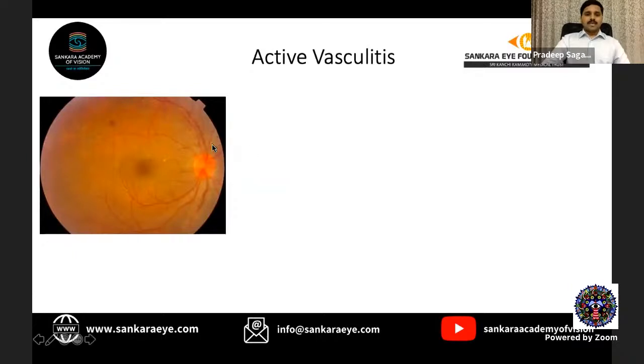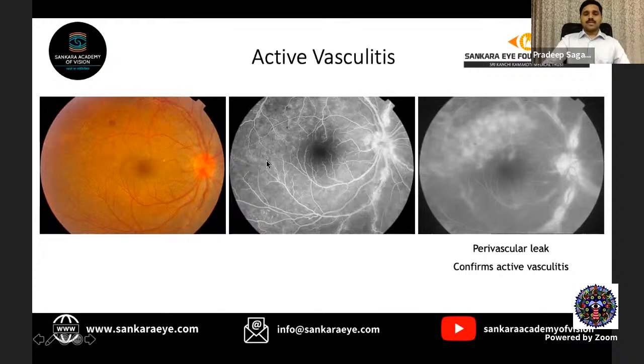Coming to active vasculitis. On fundus photograph, we can see that there is presence of a few exudates in the perivascular area. In fluorescein angiography, we can well make out that there is presence of perivascular leak. Here we can see that the intensity and size of hyperfluorescence is increasing in the late phase, suggestive of perivascular leak, and it confirms the active vasculitis.